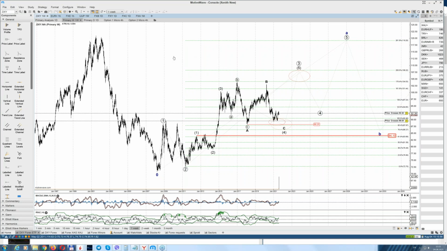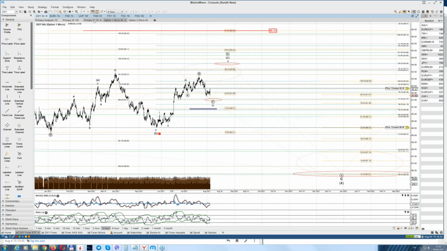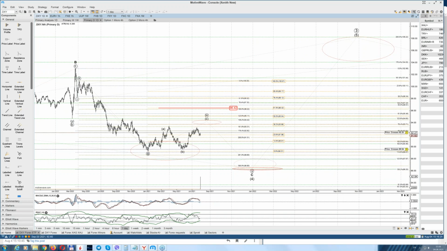Meanwhile, I start with the dollar index as usual. The dollar index, DXY. My primary count of a large degree suggests that the dollar index is completing its larger degree decline, matching with wave C or 4. Potential target is 86 region, and my count suggests that we may be already on the way to this ideal target. This is the daily chart.